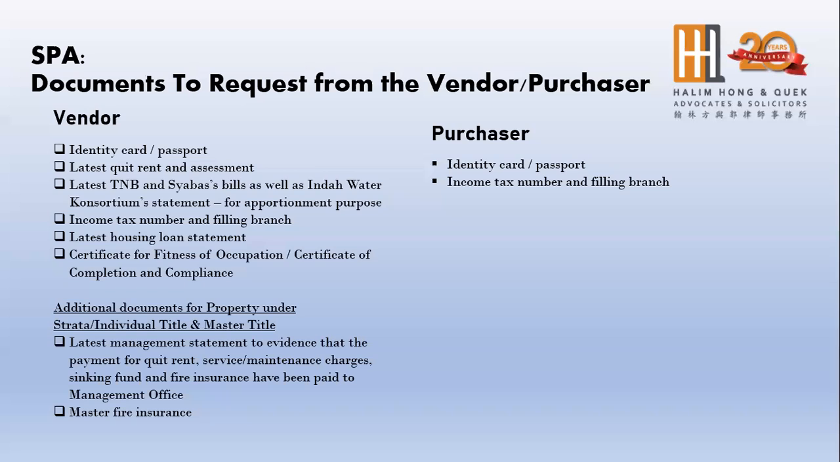As for the purchaser, what we need is just their identity card or passport, and their income tax number. Actually, their filing branch is not that relevant. It's not relevant, but it's only for our record purpose.